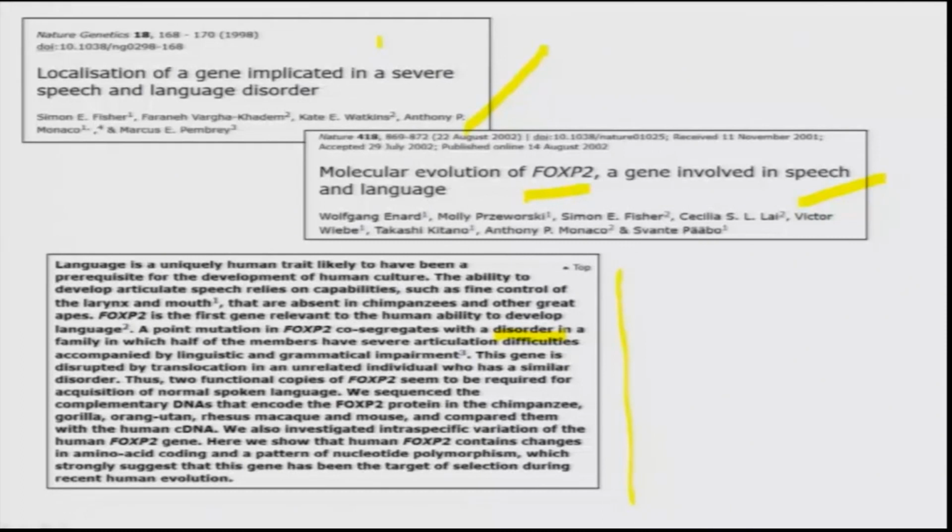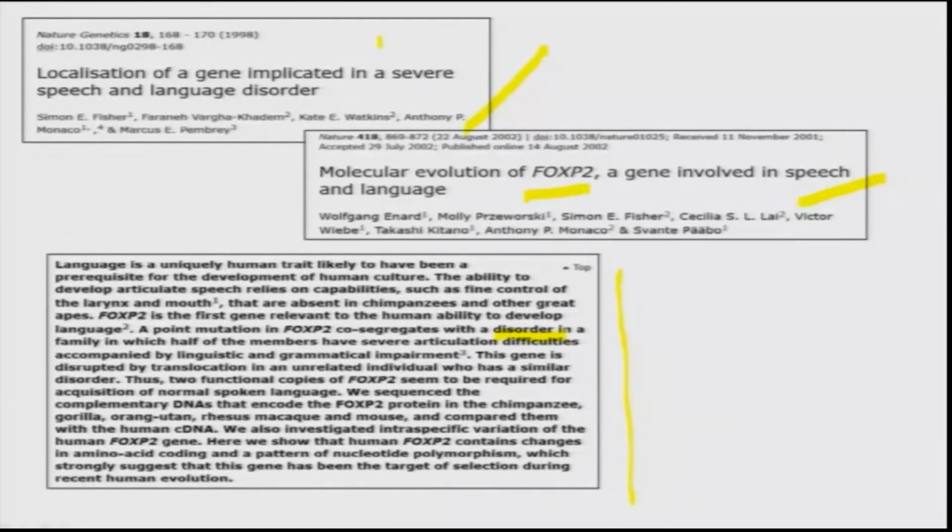So, in more than one family, the same gene defect resulted in a phenotype in which you are unable to speak. So, functional copies of FOXP2 seem to be required, that is, you have to have 2 copies for acquisition of normal spoken language. It is very important. So, what they have done is sequence the complementary DNA that codes for the FOXP2 protein in chimpanzee, gorilla, orangutan and other monkeys and apes, which do not have the ability like us to articulate, okay, and compare it with the human cDNA to see what happens.